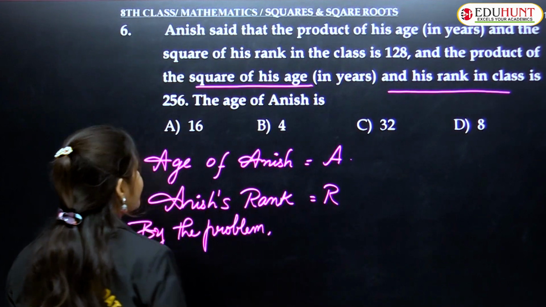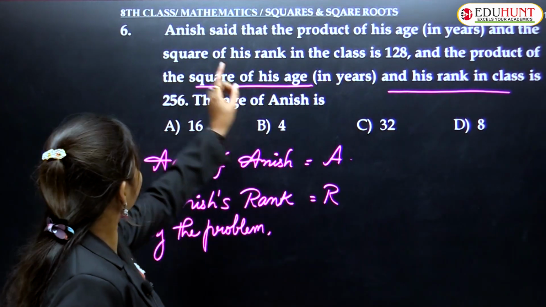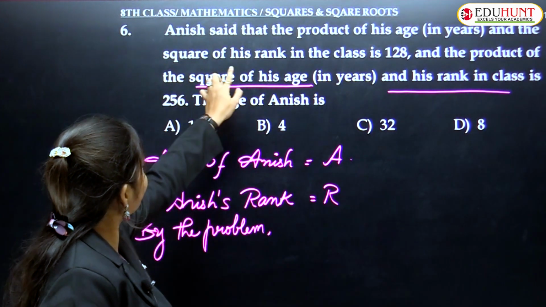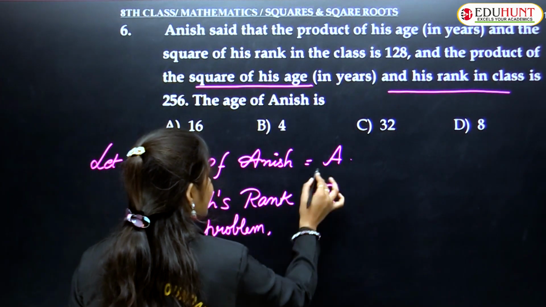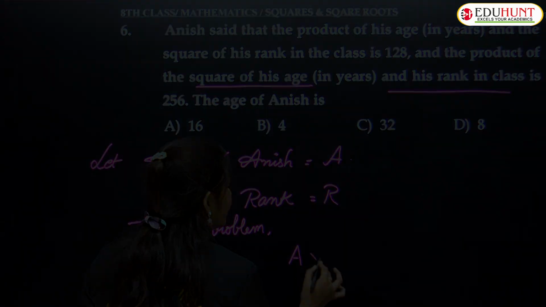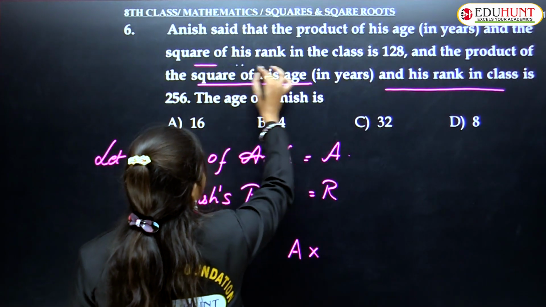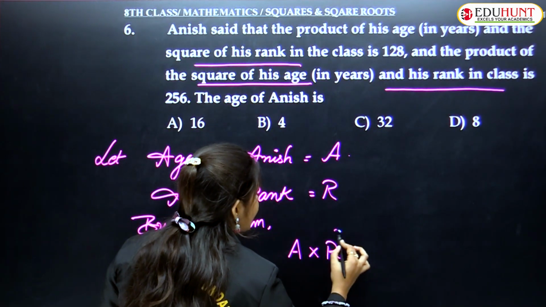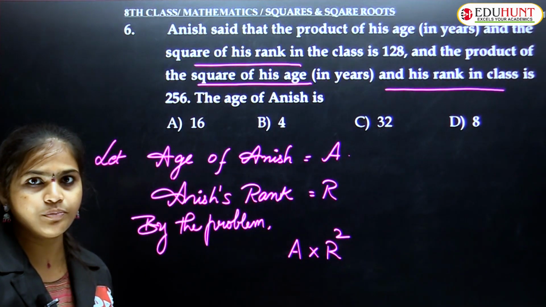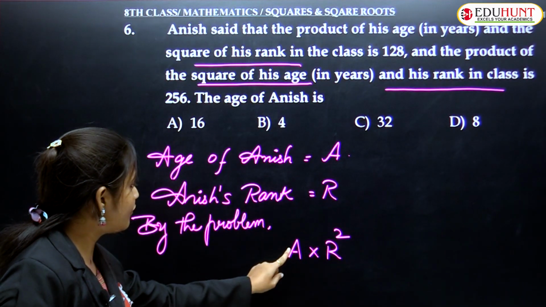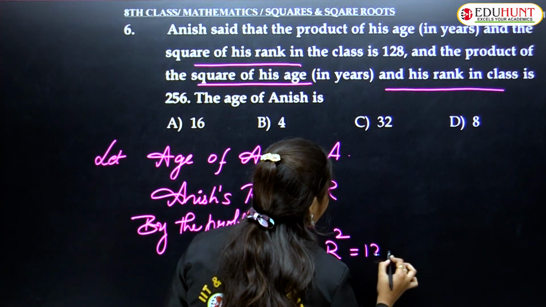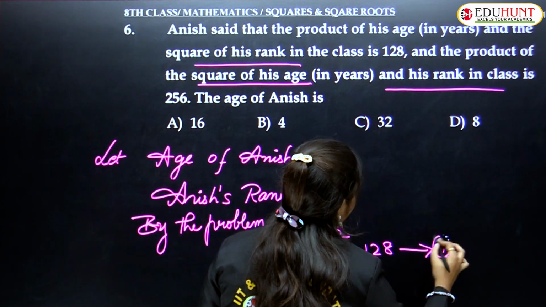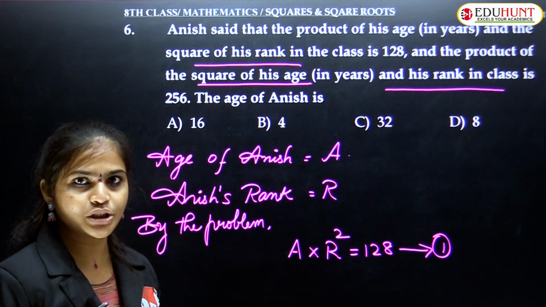By the problem, the first condition says the product of his age and the square of his rank. His age is A, so A into the square of his rank, which means R square. So the product of age and square of his rank is equal to 128. This is equation number 1.